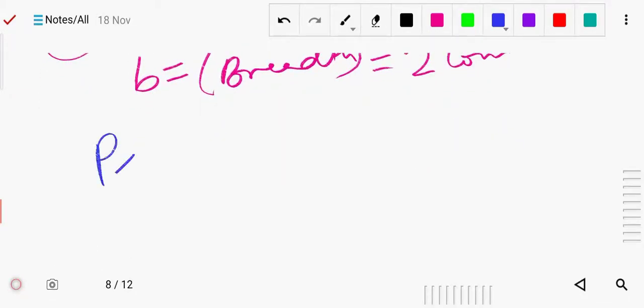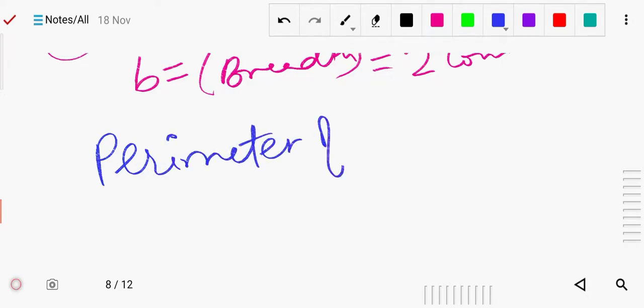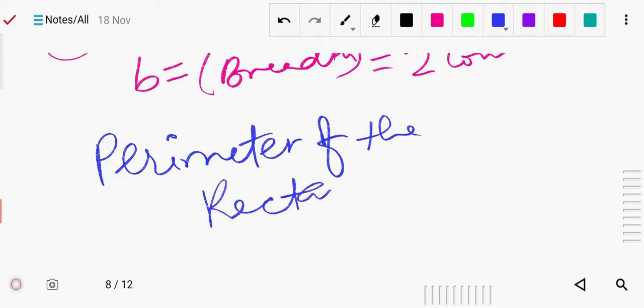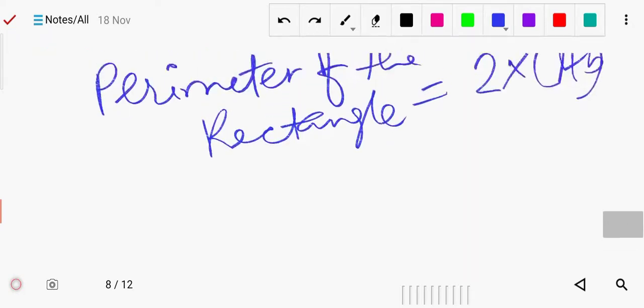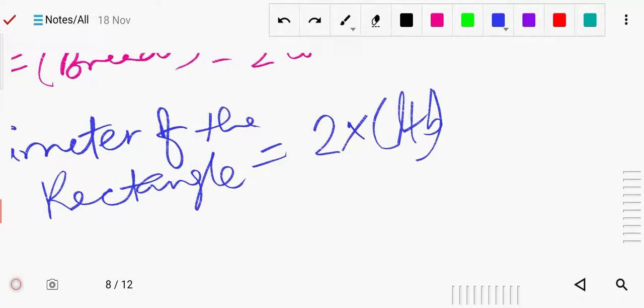So you write here first perimeter of the rectangle. Perimeter of the rectangle. So what is the formula? 2 into L plus B. Okay, or you just simply write 2 into this, no need to write this multiplication sign, that is up to you. Yeah, now just put the values.